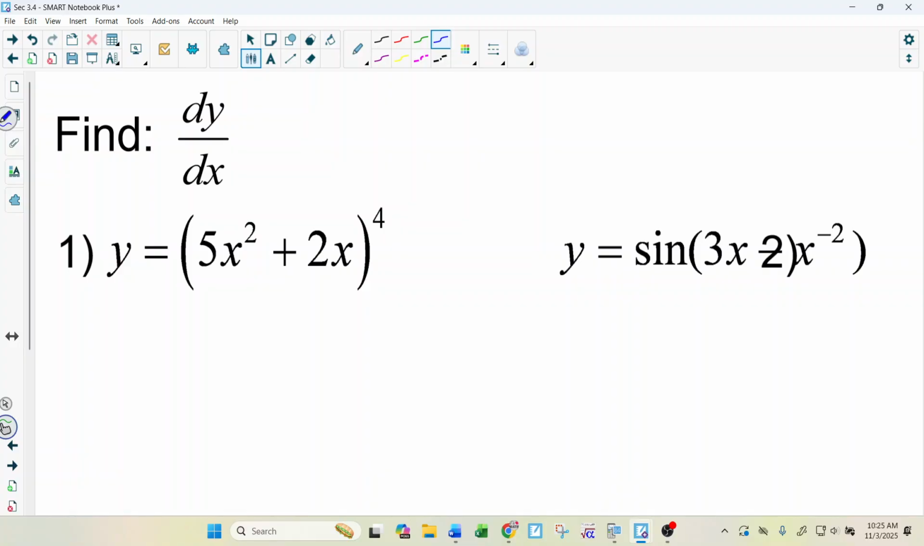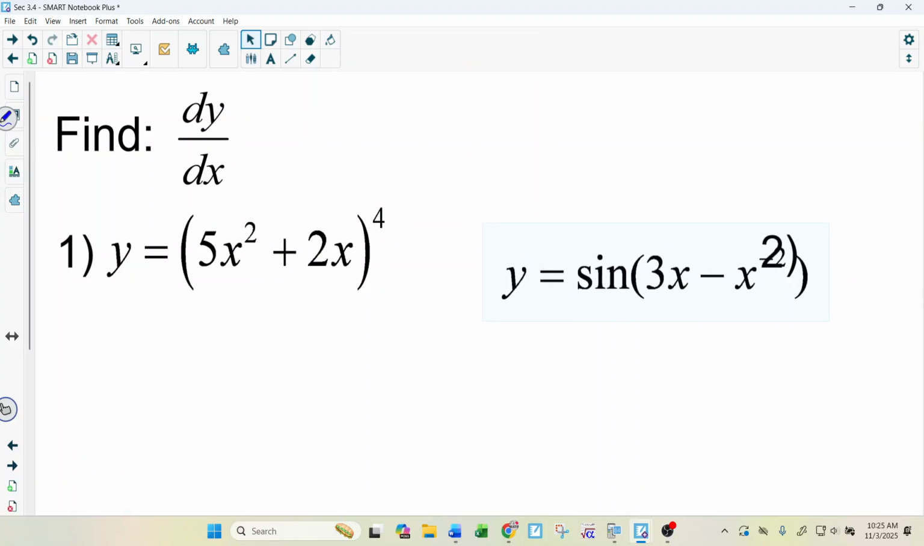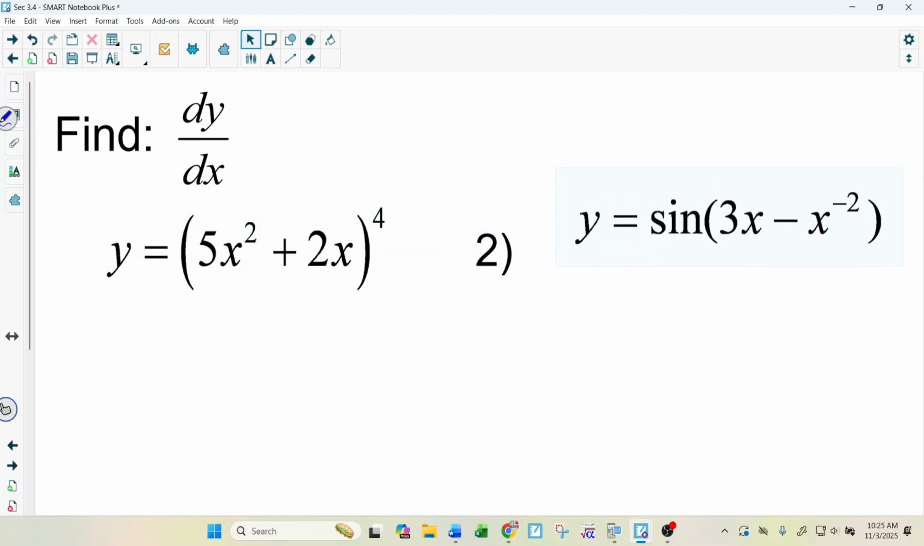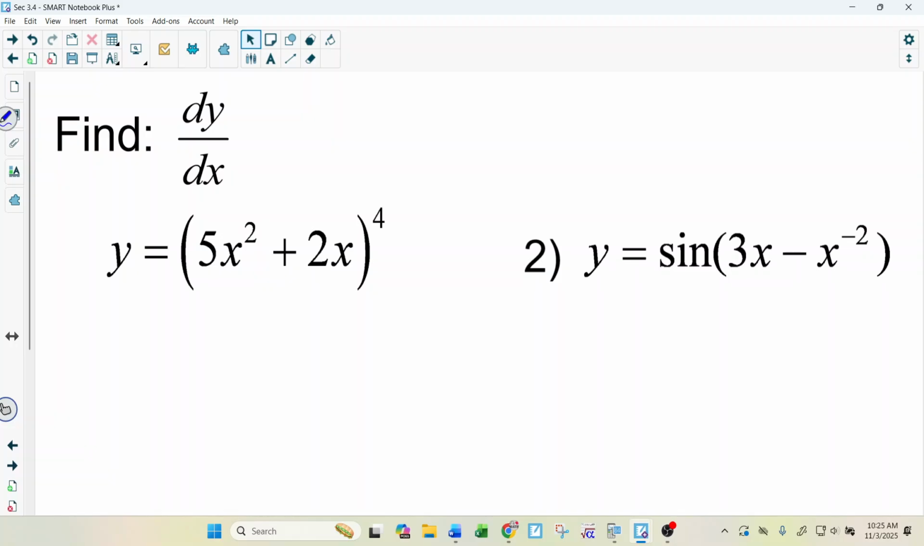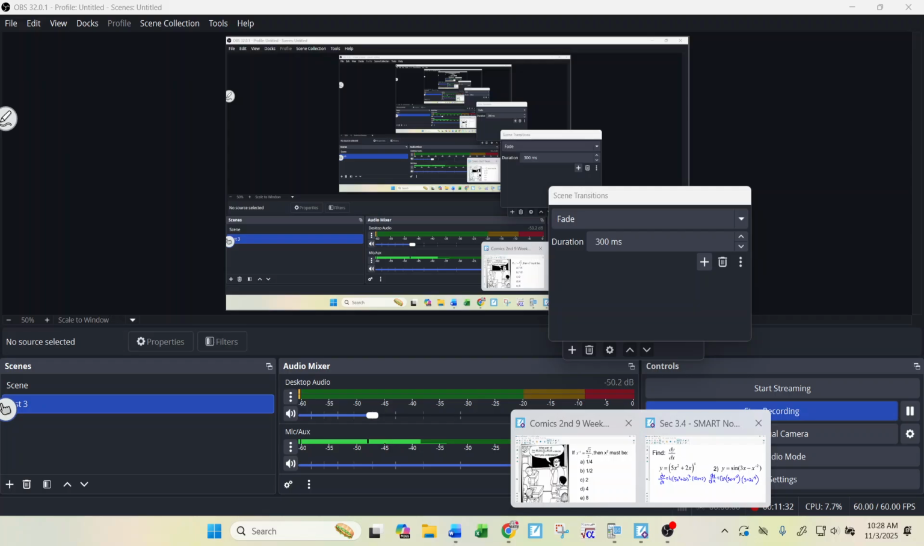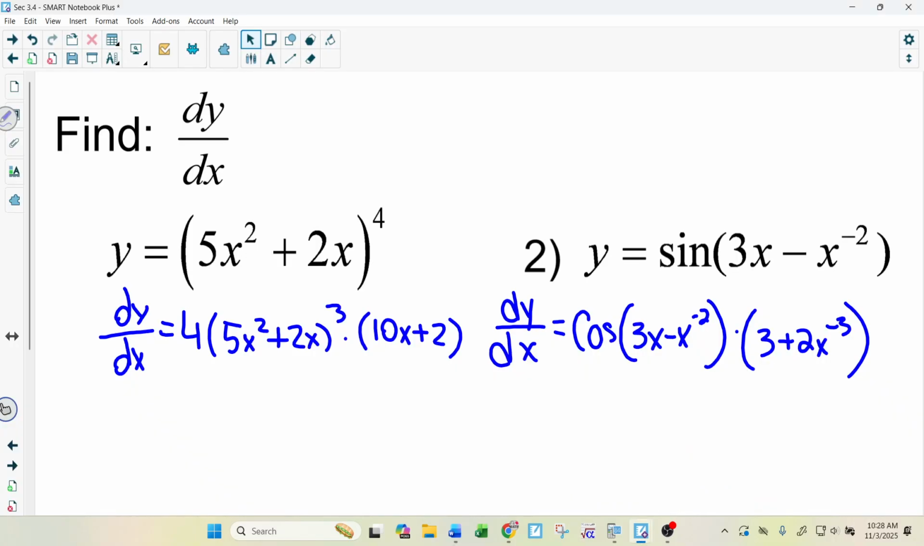Not sure what's going on over here. Oh, that's number 2. That's what's going on. Like that, maybe? All right. Try these two. See if you can do these two. See if we can kind of understand how this works. Very good. Both of those.